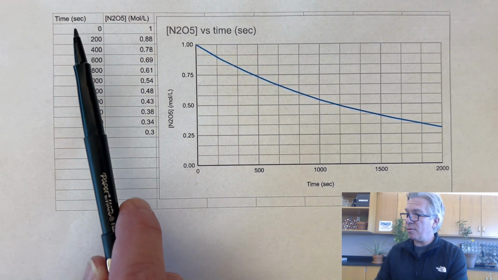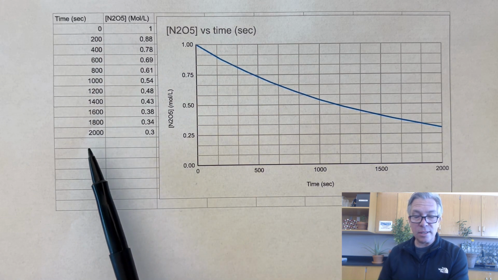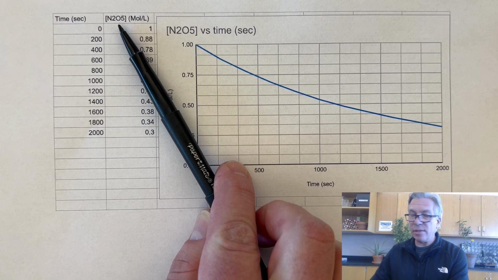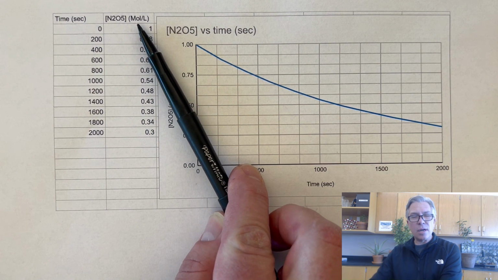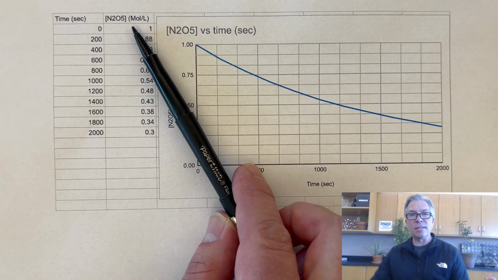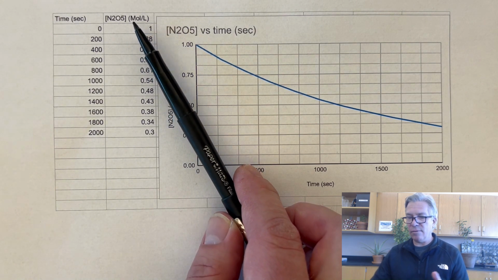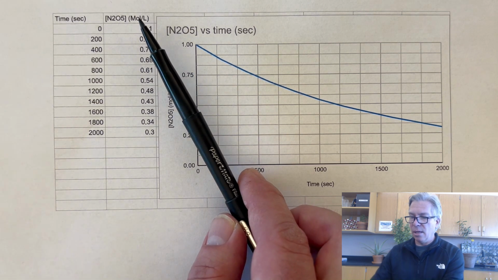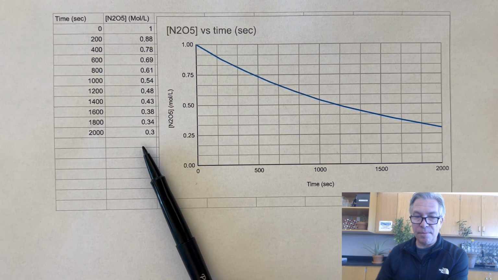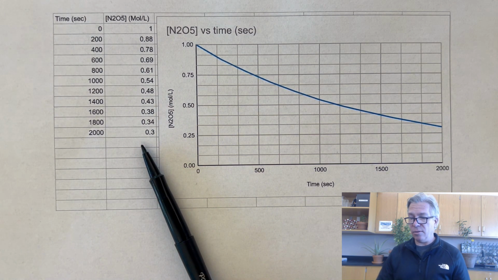So I have time over here in seconds, so I can see this trial went from 0 to 2,000 seconds. And the concentration of N2O5 is given in moles per liter, and that's a pretty typical concentration. You want to make sure that it's in moles per liter. Most of the time it is, but sometimes you'll get something else different, like liters by itself or atmospheres of pressure or something. And I notice that I'm looking at these numbers, and these numbers are going down, which makes sense to me because the reactant is getting used up, and so I would expect it to go down.